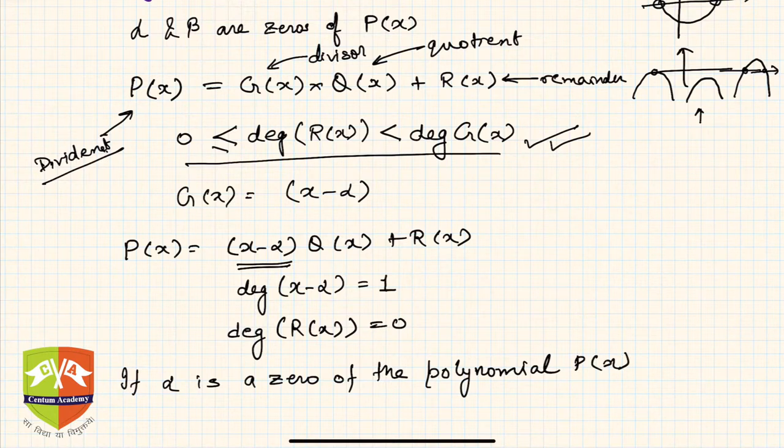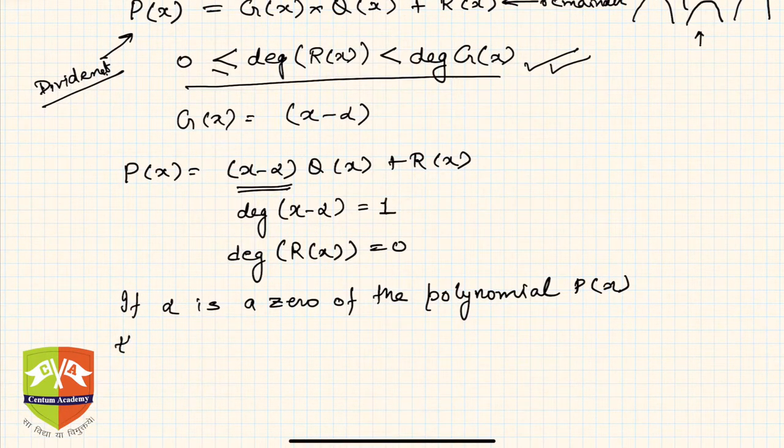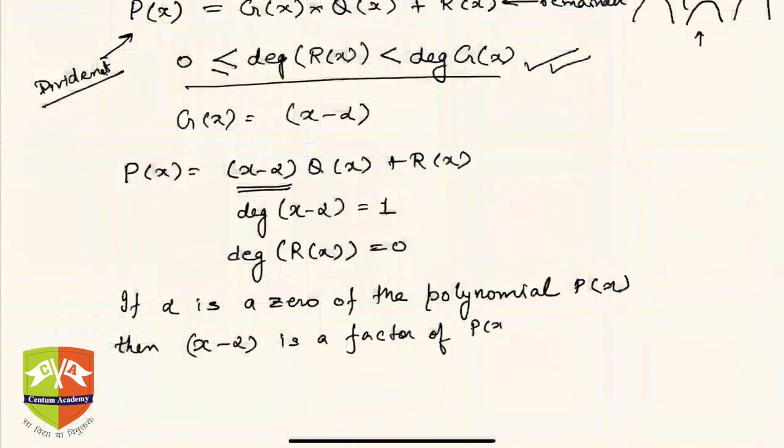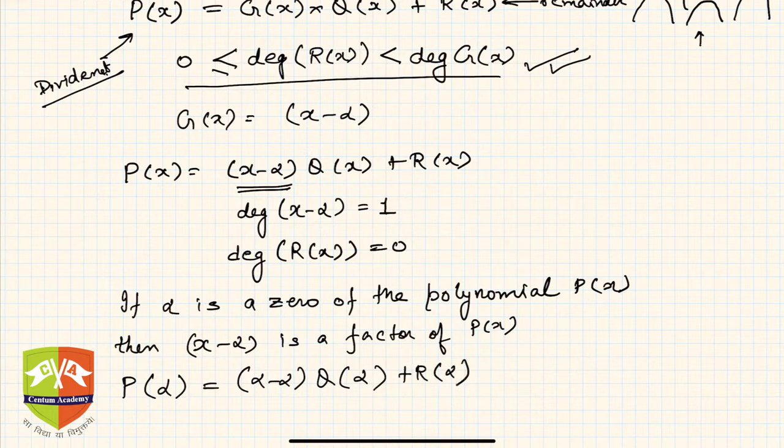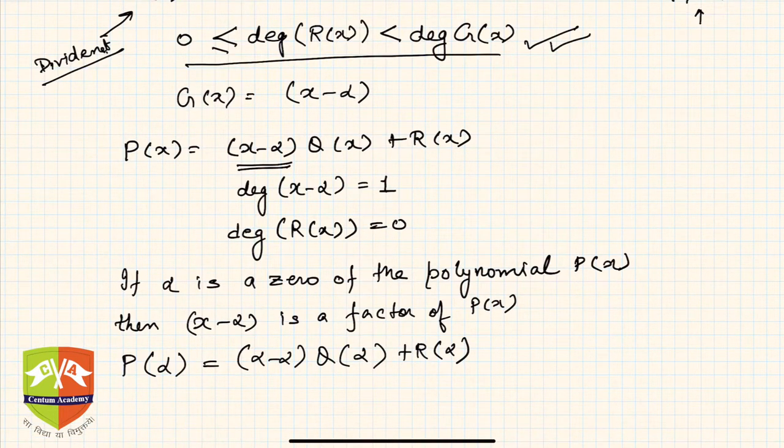If alpha is a zero of the polynomial p(x), then x minus alpha is a factor of p(x). If you put alpha in place of x, you get p(alpha) equals (alpha minus alpha) times q(alpha) plus r(alpha), right? Since alpha is a zero of the polynomial, p(alpha) will be 0.